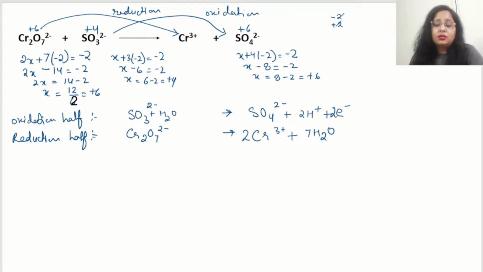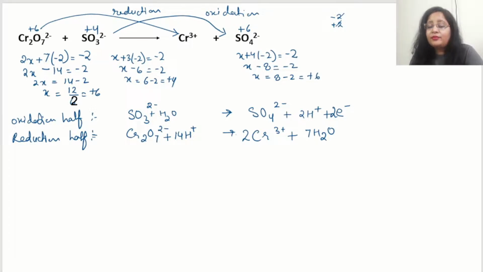Now hydrogen on left hand side none, on right hand side we have 7 times 2, 14 atoms. So what we will do? We will add H plus ion to the deficient side. Deficiency is on the left hand side. So we will add 7 times 2, 14 H plus. Clear? Now hydrogen is balanced.